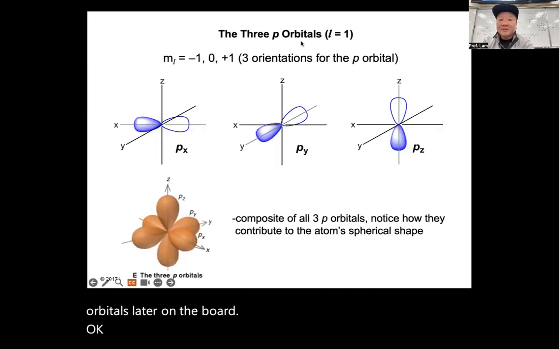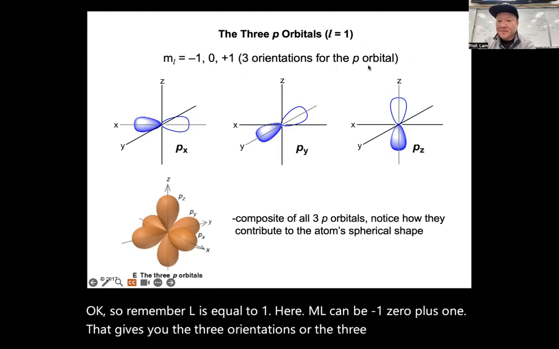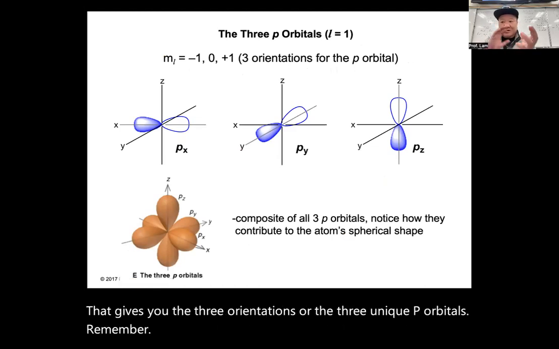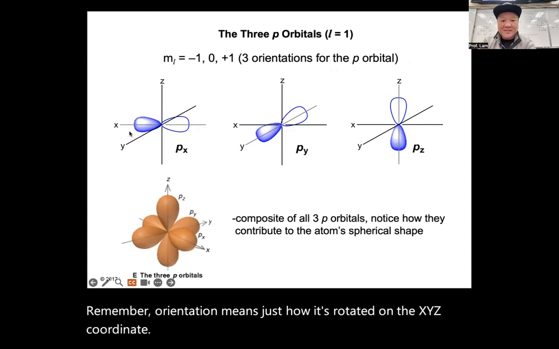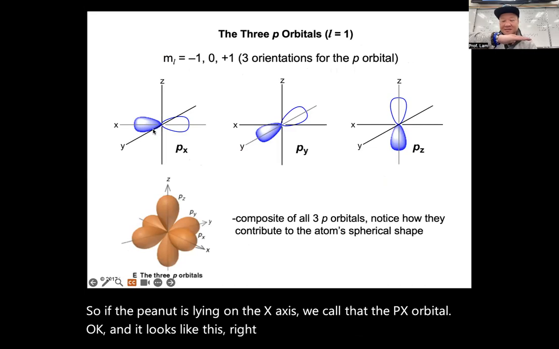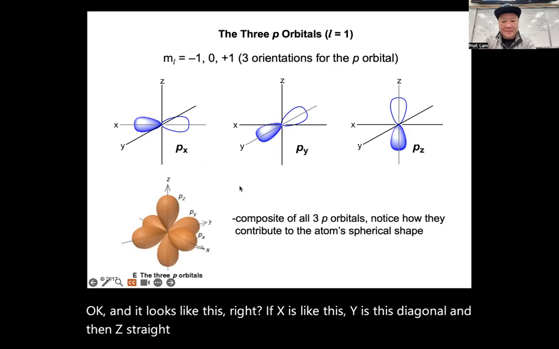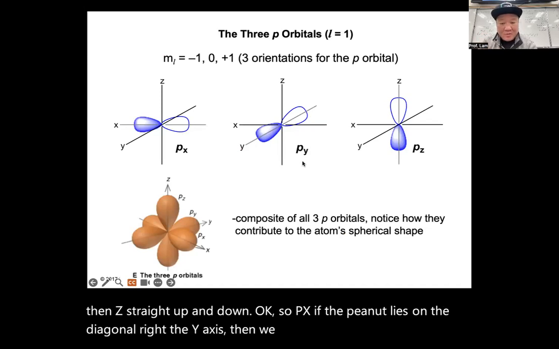Okay, so remember, l is equal to 1 here. ml can be -1, 0, +1. That gives you the 3 orientations or the 3 unique p orbitals. Remember, the orientation means just how it's rotated on the xyz coordinates. So if the peanut is lying on the x-axis, we call that the px orbital, okay? And it looks like this, right? If x is like this, y is this diagonal, and then z is straight up and down. So if the peanut lies on the diagonal, the y-axis, then we call that the py orbital, right?